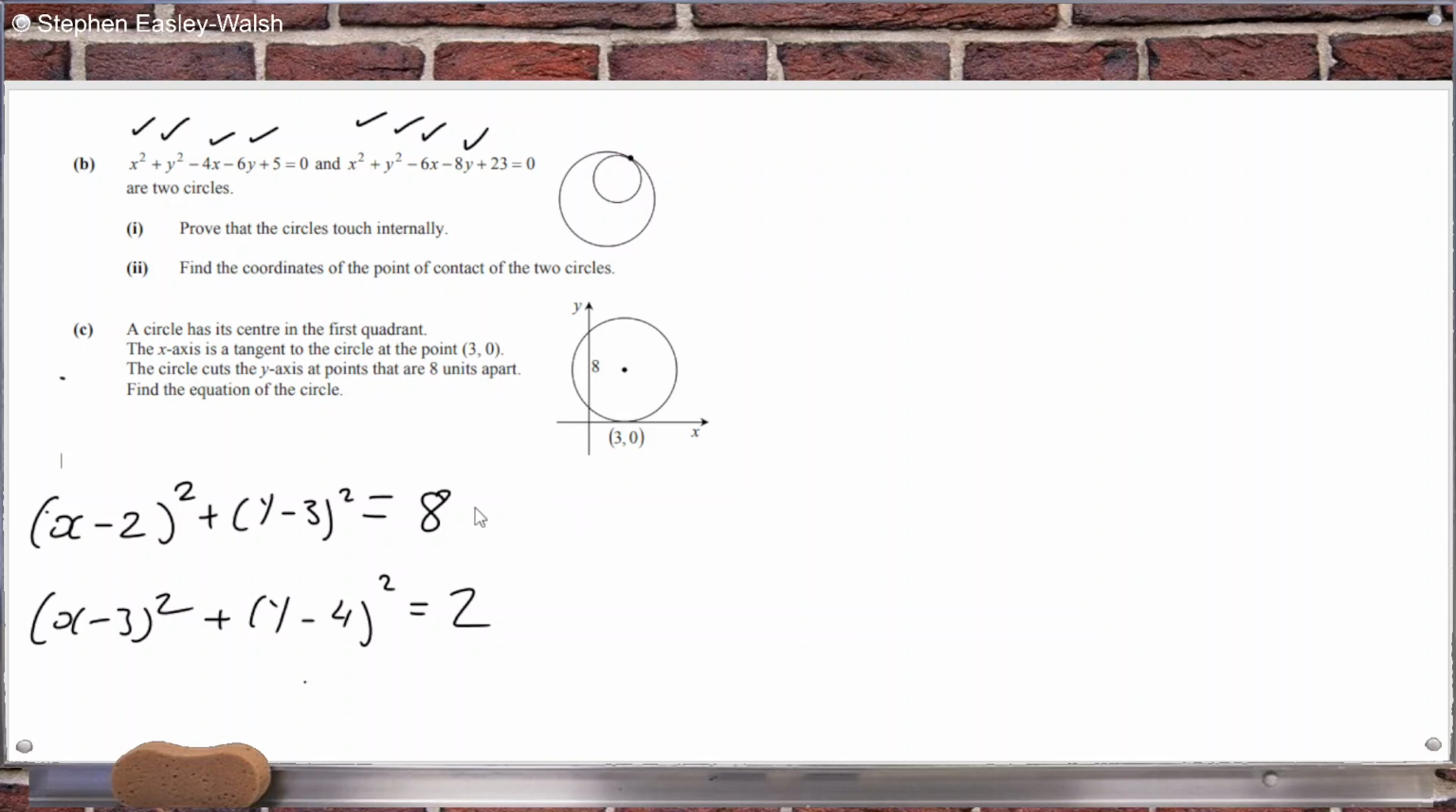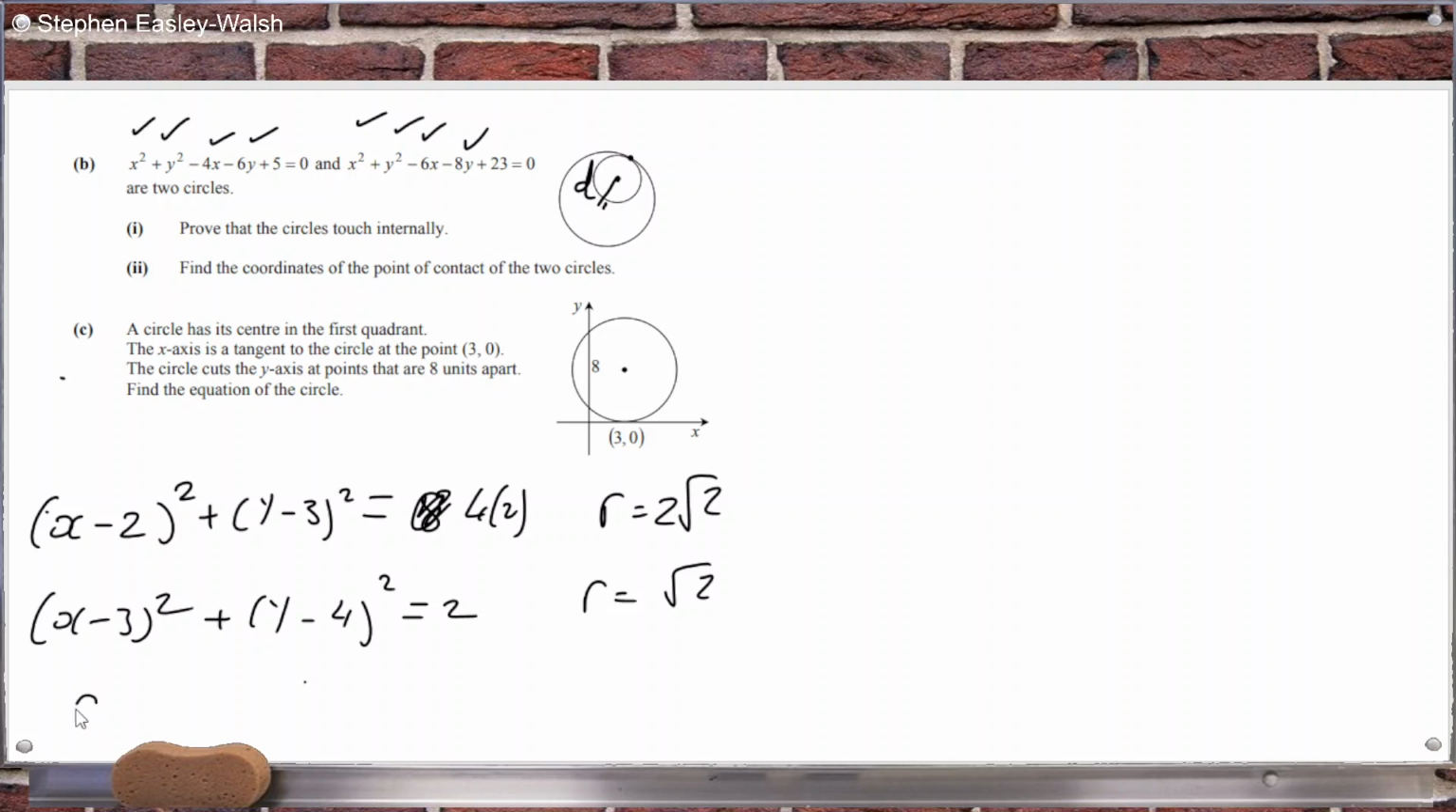So this circle here, that's root 8 squared, which is 4 times 2. It'd be best just to leave it as 4 times 2, and this is 2. So this one here has a radius of 2 root 2, and this one here has a radius of root 2. Okay.